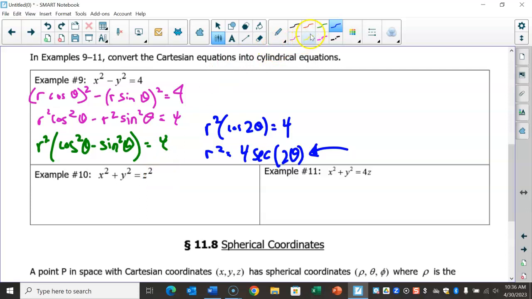So that's the one that you have to do a little bit of manipulation to, and typically they like to have it where r squared or r is equal to something with theta in it. The rest of these are pretty straightforward. This one, there is no real work to it, just recognizing that x squared plus y squared is equal to r squared, and so we get that that's equal to z squared, and since z is the same in cylindrical and Cartesian, we're okay with z there.